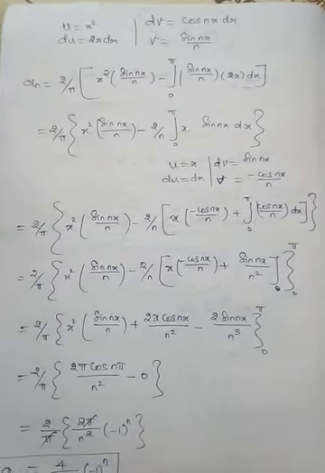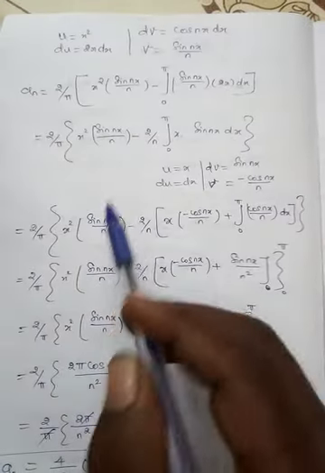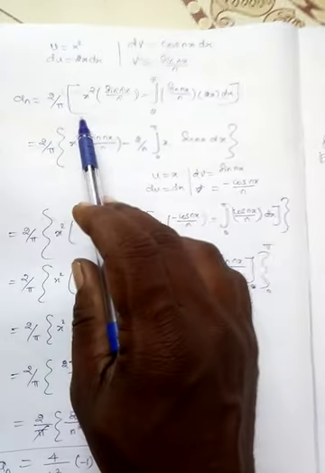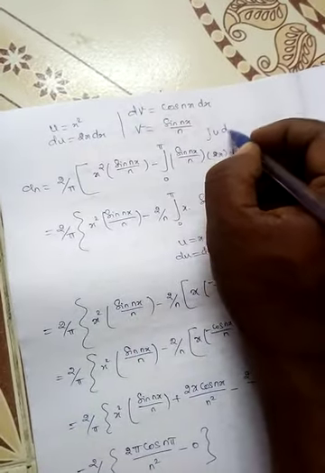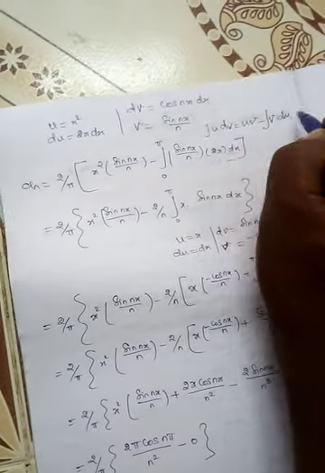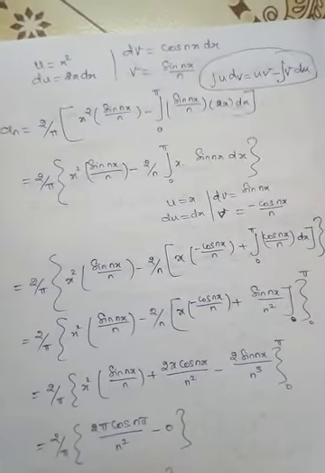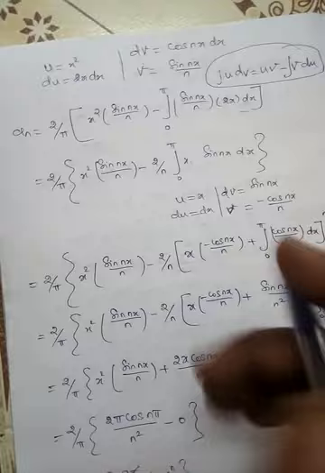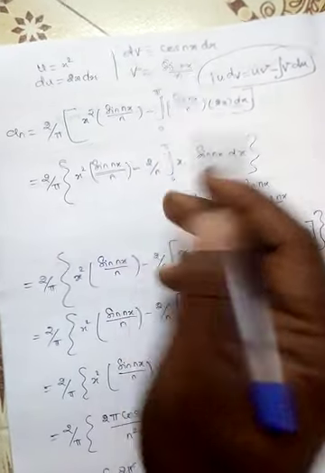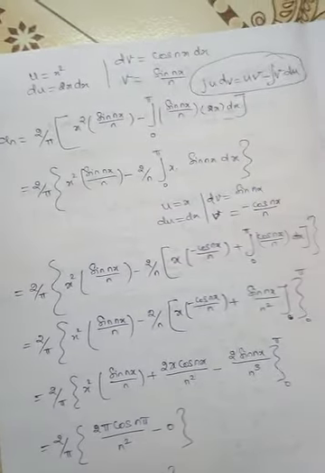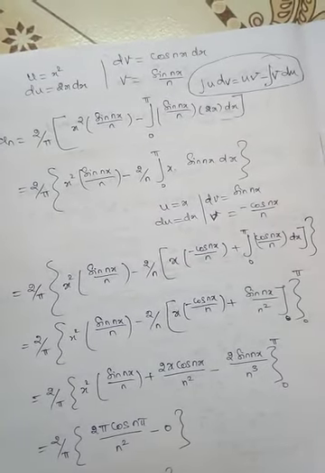Let us move to the next one. an equals 2 by pi, and we already know the formula: integral u dv equals uv minus integral v du. This is the formula for integration by parts. On the right-hand side, uv is x squared into sin nx by n, minus integral 0 to pi of sin nx by n into 2x dx, that is v into du.